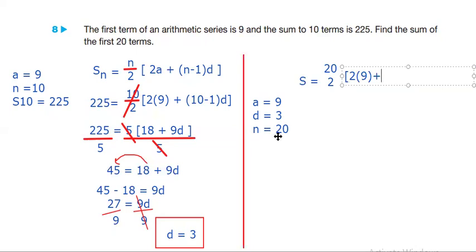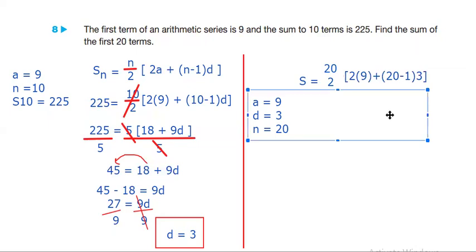So inside a bracket, 20 minus 1. And then multiplied by the d, which is 3, like this. And then I close the bigger bracket. Now I'm going to simplify like this. Let me put the fraction line first, so we know that this is a fraction.